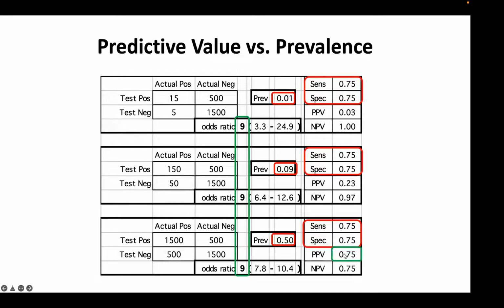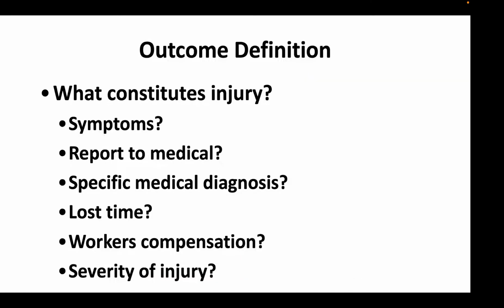And we see that it's not the same in all those cases. The other issue with developing tools is what is the outcome definition and how does that play a role? So for example, what constitutes an injury? Is it symptoms? Is it a report to medical? Is it a specific diagnosis? Is it lost time? Is it workers' comp? Is it the severity of the injury?